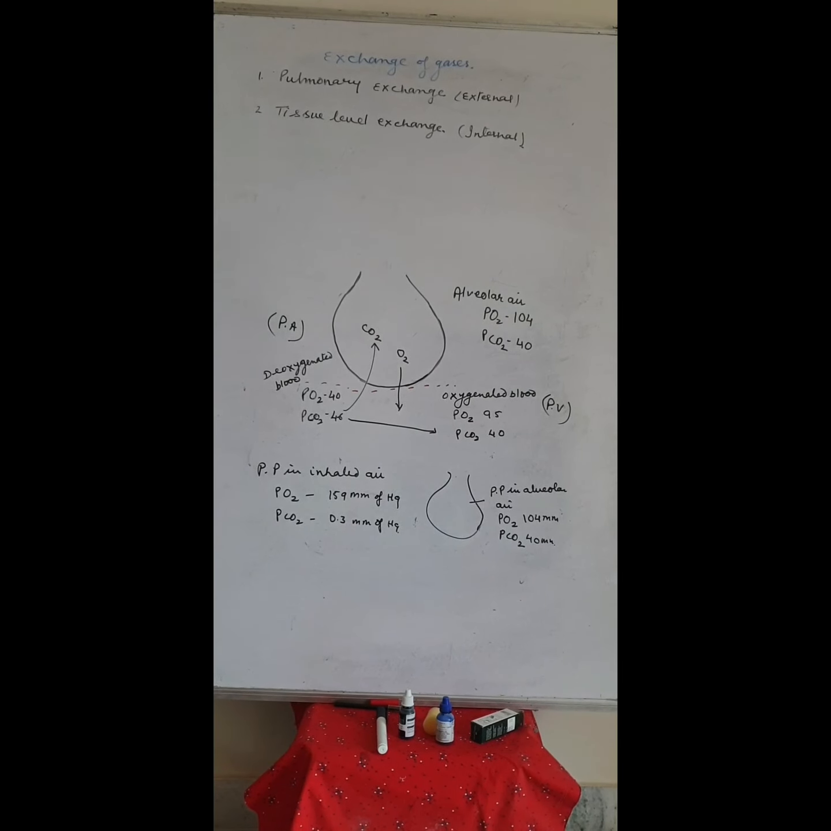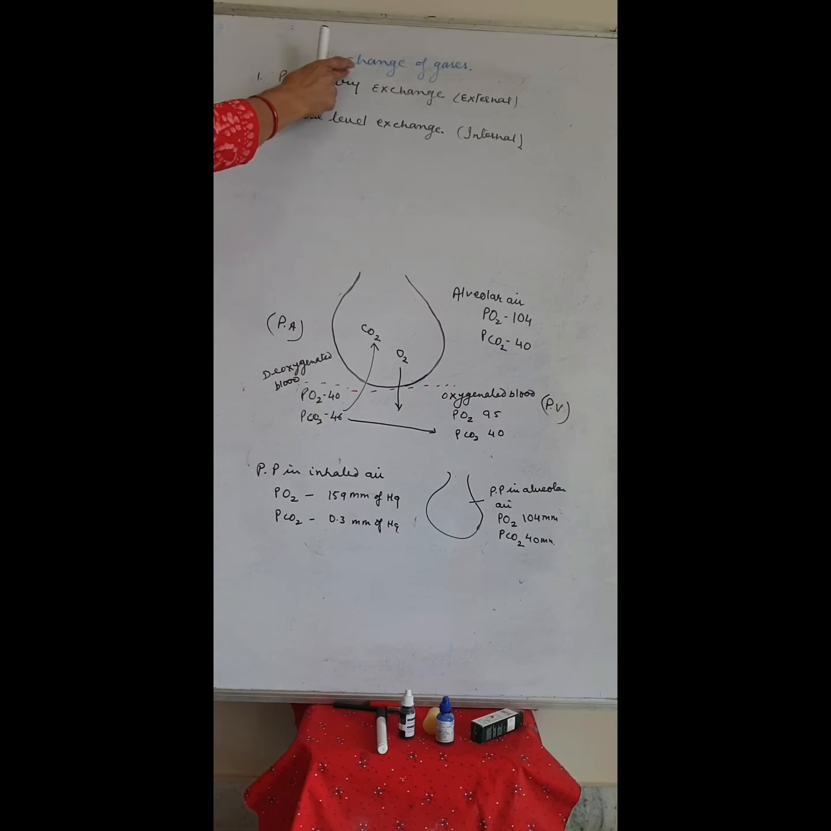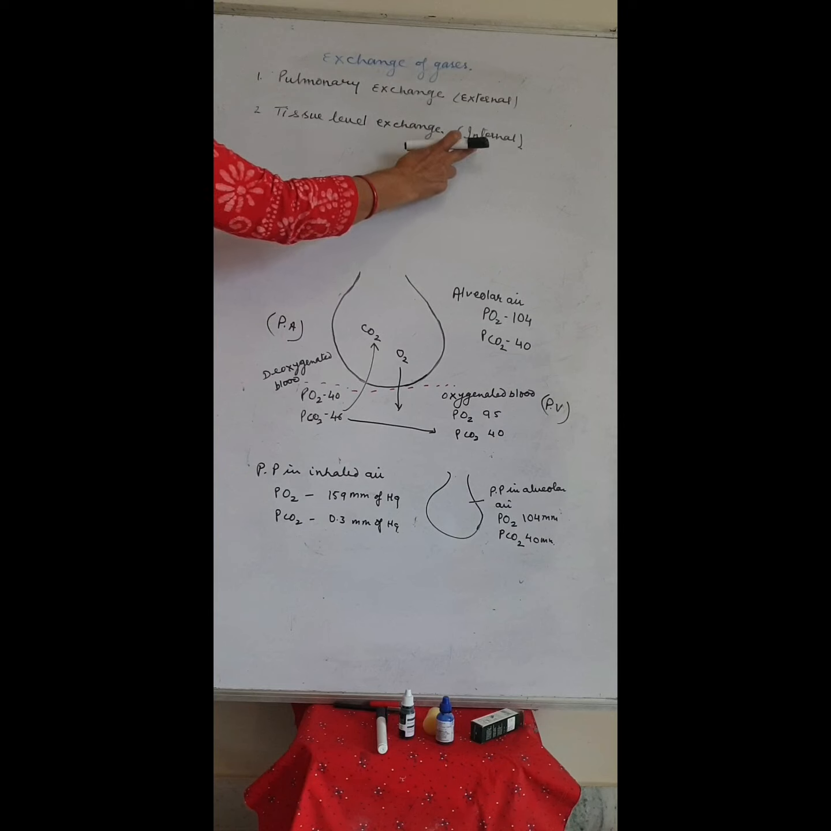Good morning everyone. Before starting the oxygen dissociation curve, first we discuss the exchange of gases in the alveoli and at the tissue level. The exchange of gases takes place at two levels: the pulmonary exchange, which is the external exchange in the alveoli, and the tissue level exchange, which is internal, going to the cells or tissue. First we will define the partial pressure.